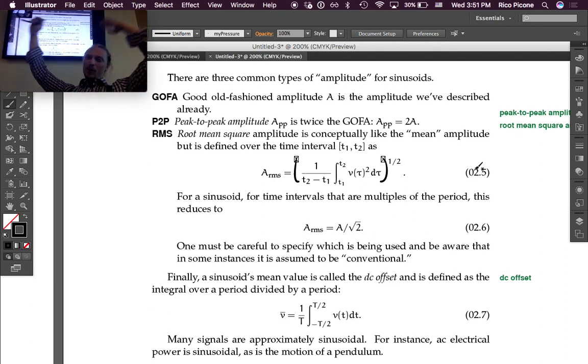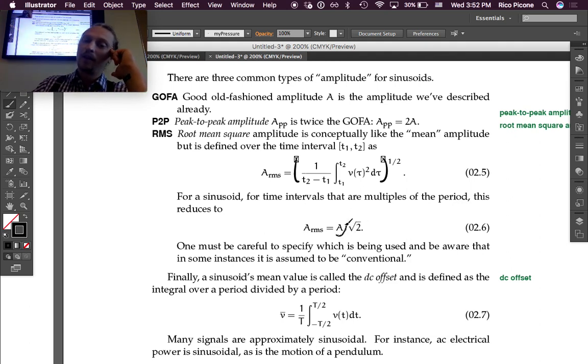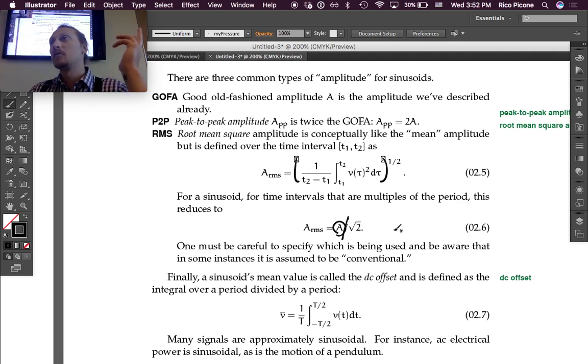Let's continue. We got to finish this up because you guys are supposed to be leaving. So, RMS voltage, or RMS of a signal, is technically defined as this for any signal. But fortunately for a sine wave, you could do this integral and discover that for time intervals that are multiples of a period, which is typically what you care about, the RMS value is just the good old-fashioned amplitude divided by the square root of 2. It's pretty easy.